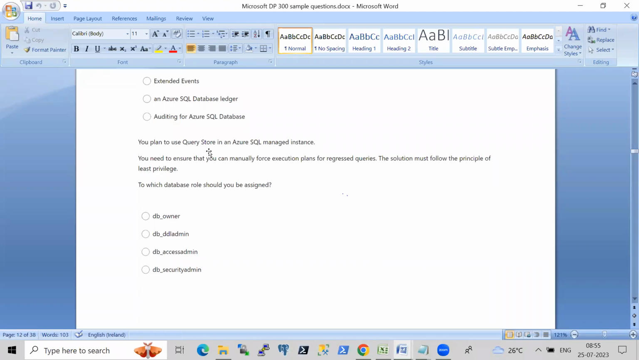If that is the case, there is an option to force the best plan. So you will get the plans, and you have to choose the one right plan that takes less CPU or less resource consumption. If you click on that button, you will force that plan, and going forward the same plan will be used. For that you should have DB owner permissions. You cannot do it with other permissions. It has to be DB owner permissions. So that is the answer.